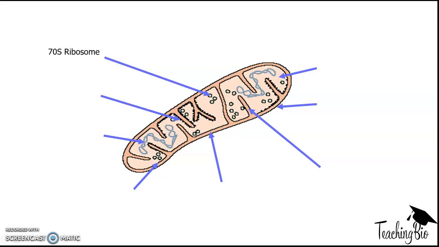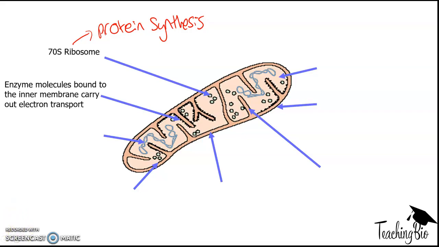Firstly, within the mitochondria we have 70S ribosomes. These ribosomes are important for protein synthesis, and protein synthesis is very important in order to produce the necessary enzymes and other proteins, coenzymes, channel proteins and carriers that are needed to allow for the steps of respiration to take place.